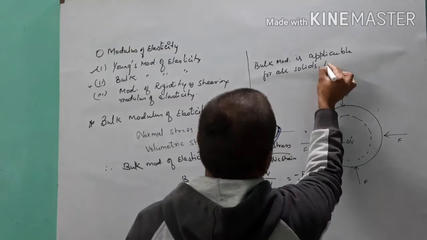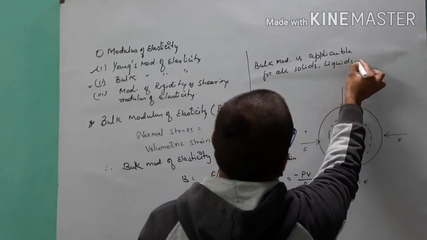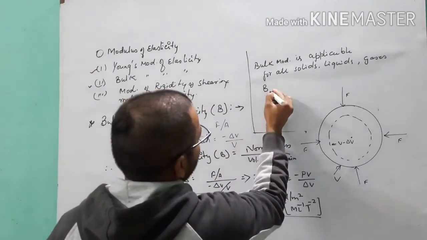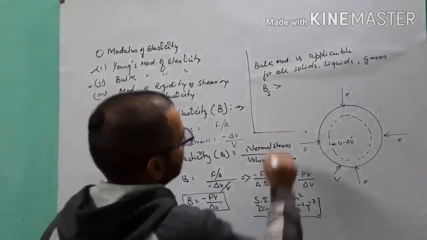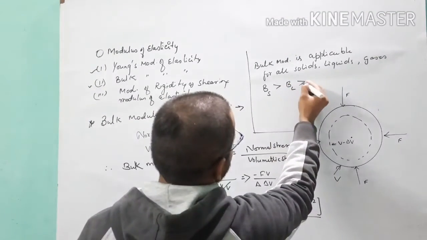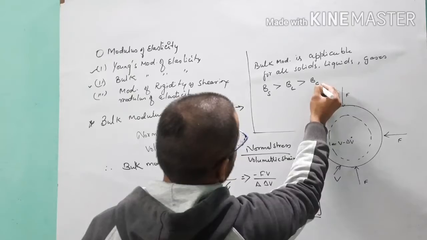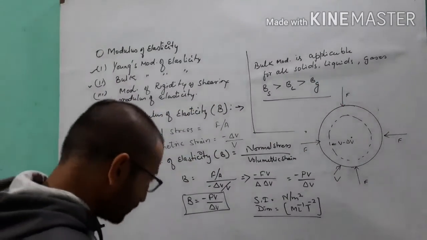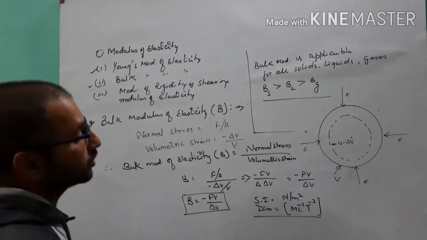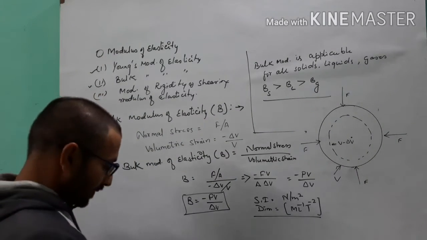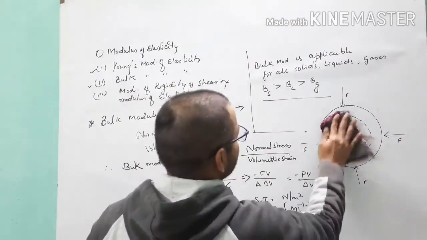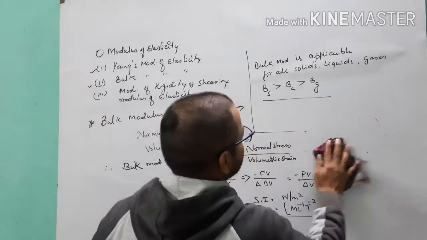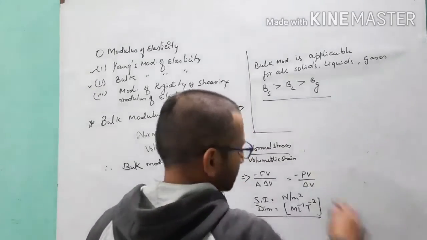Bulk modulus is applicable for solids, liquids and gases. Point clear? Now we can write this point: bulk modulus in solid is greater than bulk modulus in liquid, which is greater than bulk modulus of gases. So remember all the points in front of you. After that we have one more point, which is called compressibility. We can write here the definition of compressibility. It is the reciprocal of bulk modulus.